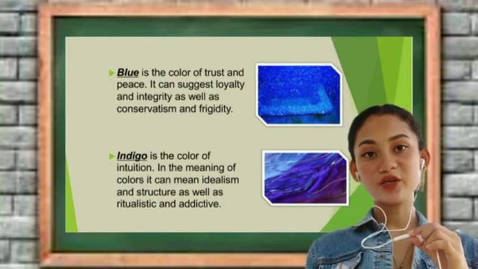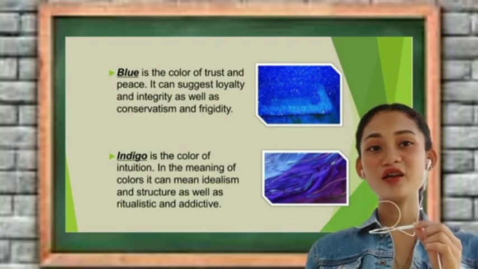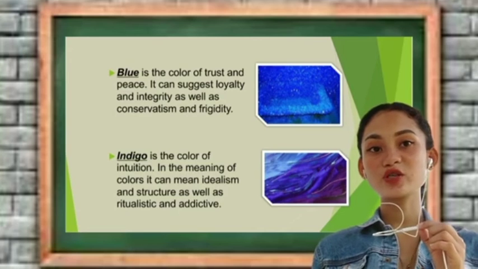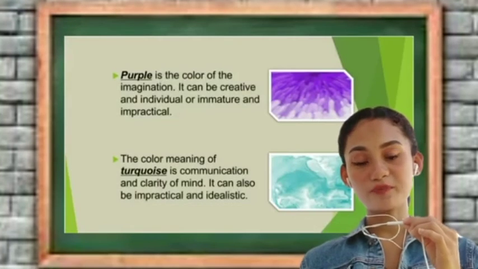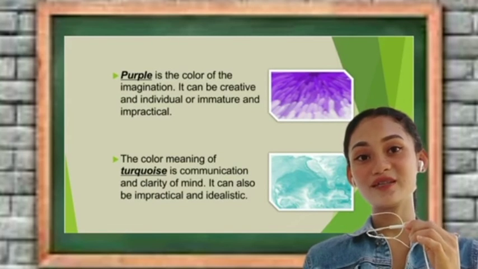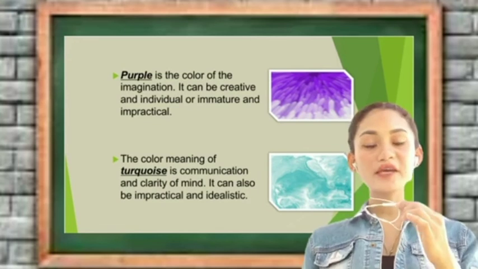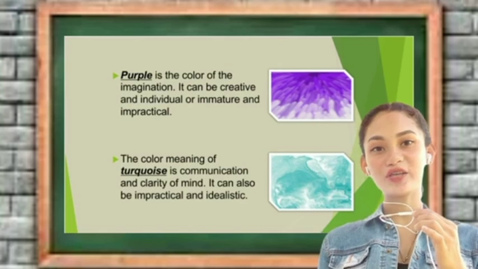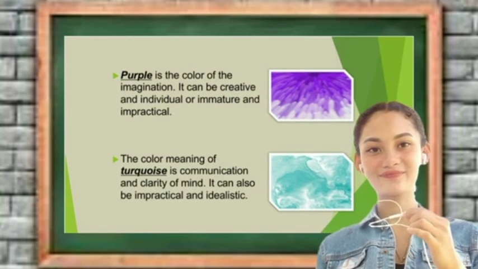Next color is indigo. Indigo is the color of intuition. In the meaning of colors, it can mean idealism and structure, as well as ritualistic and addictive. The next color is the purple. Purple is the color of the imagination. It can be creative and individual or immature and impractical. Next color is the turquoise. Turquoise is a communication and clarity of mind. It can also be impractical and idealistic.